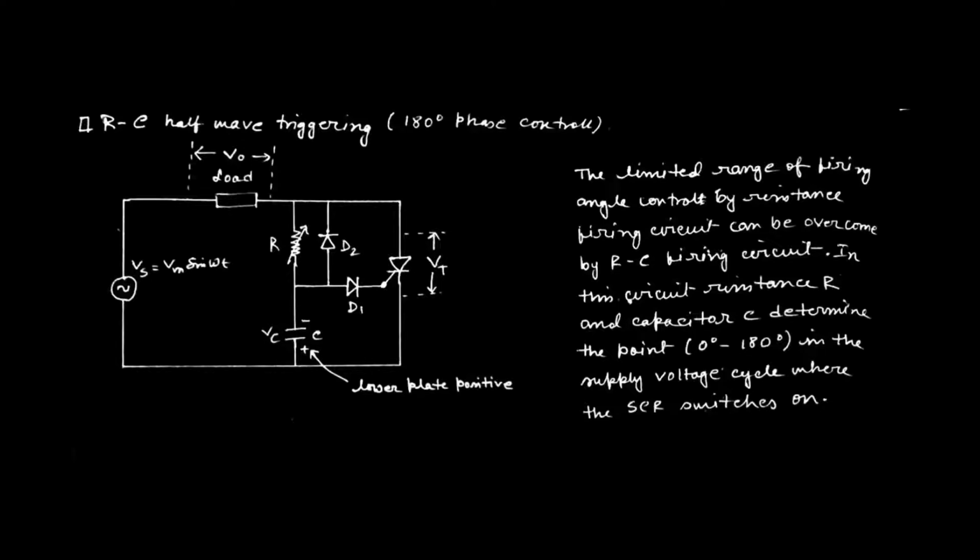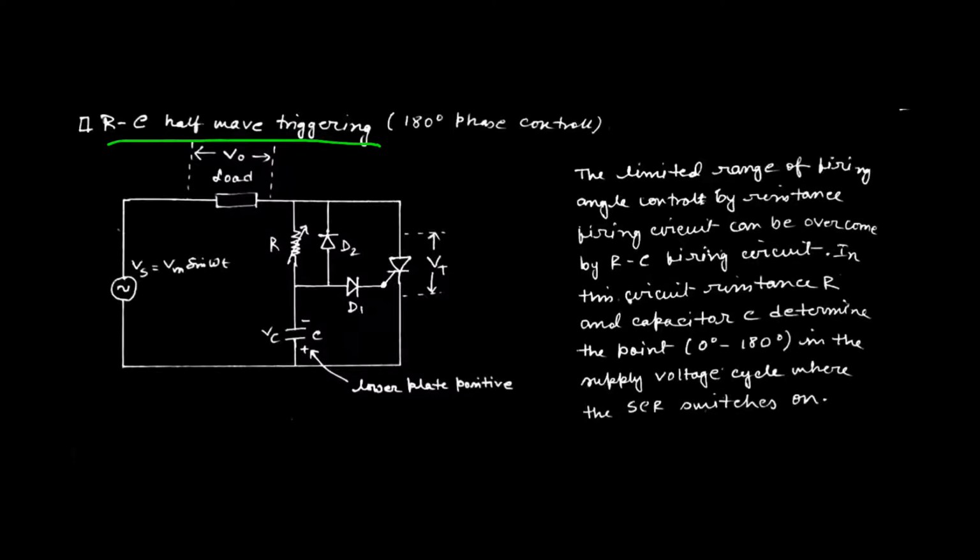That can be overcome by using this kind of circuit, which is called RC half-wave or full-wave triggering circuit, in which we can change the firing angle over a wide range of 0 degree to 180 degree. So we can conclude that the limited range of firing angle control of the resistive firing circuit can be overcome by using the RC firing circuit. In this circuit, the resistance R and the capacitor C determine the point, anywhere from 0 degree to 180 degree in the supply voltage cycle, where the SCR can be switched on.